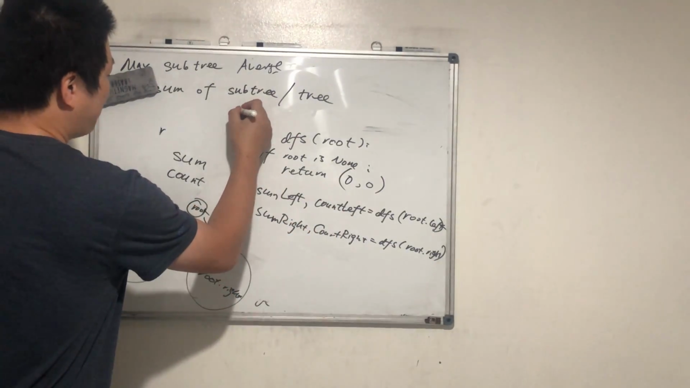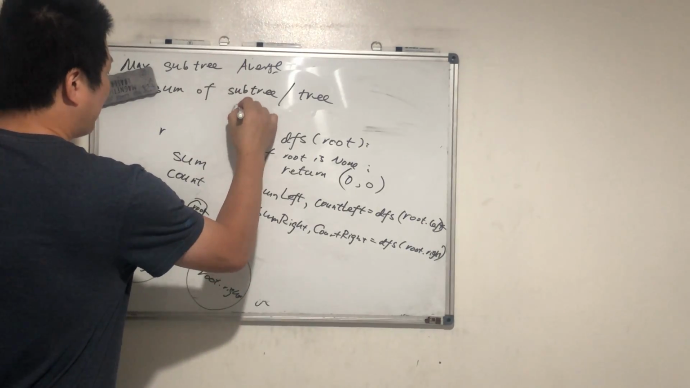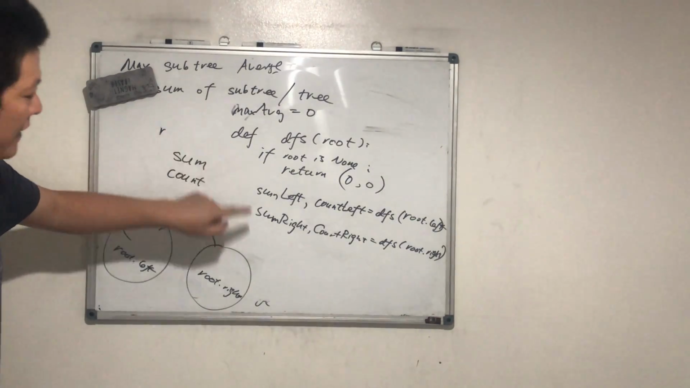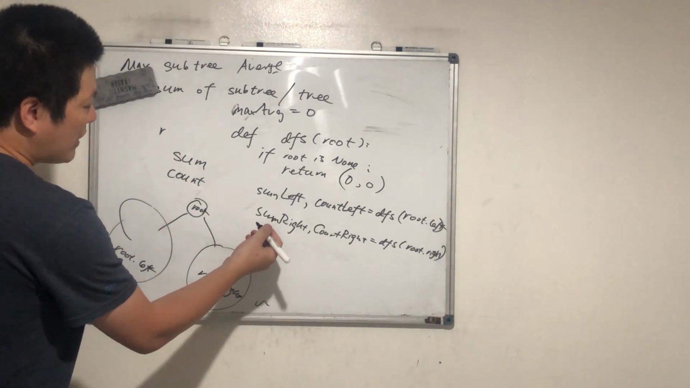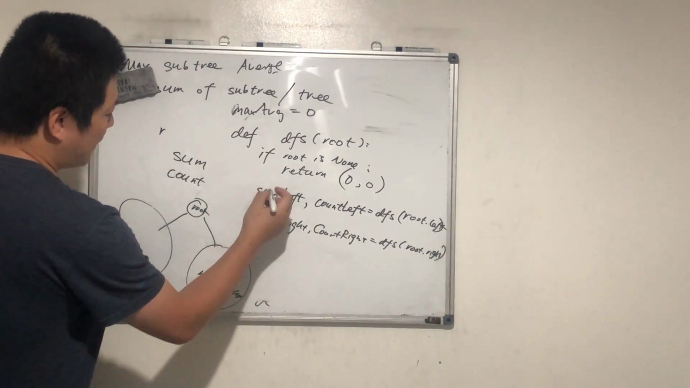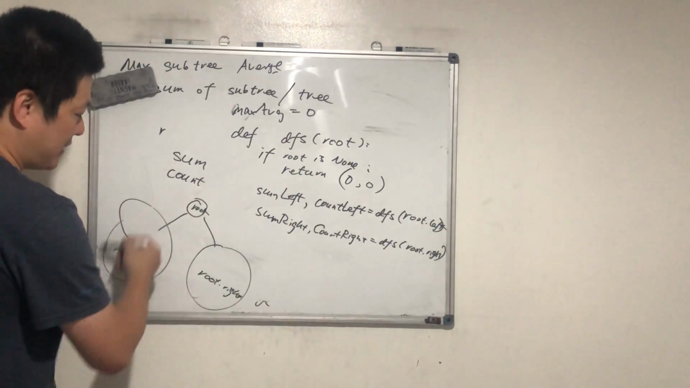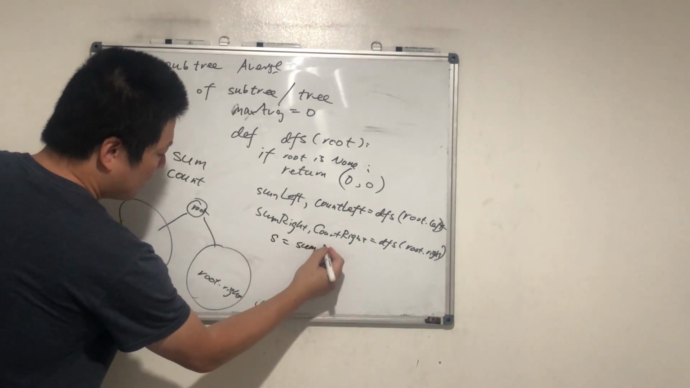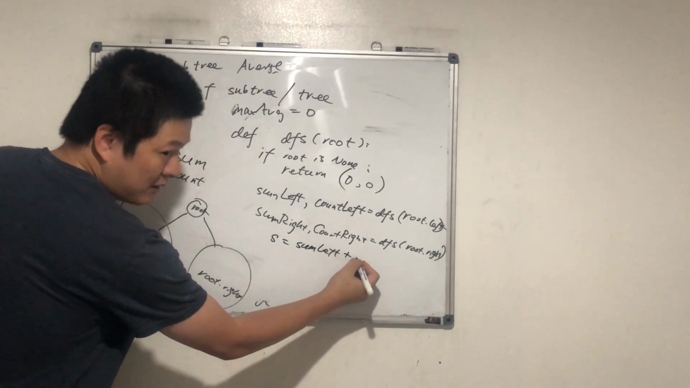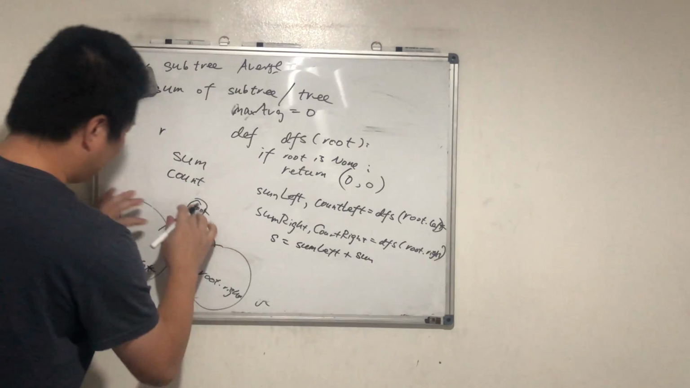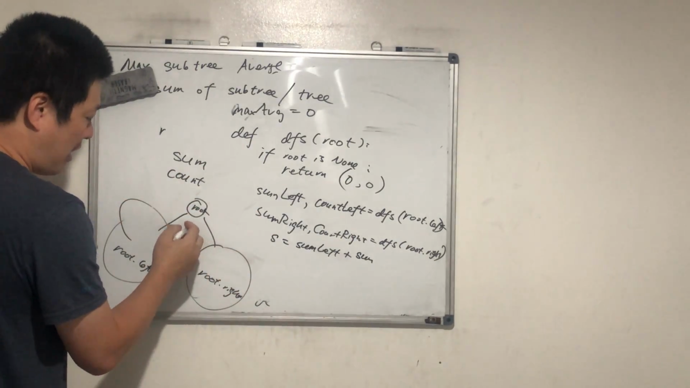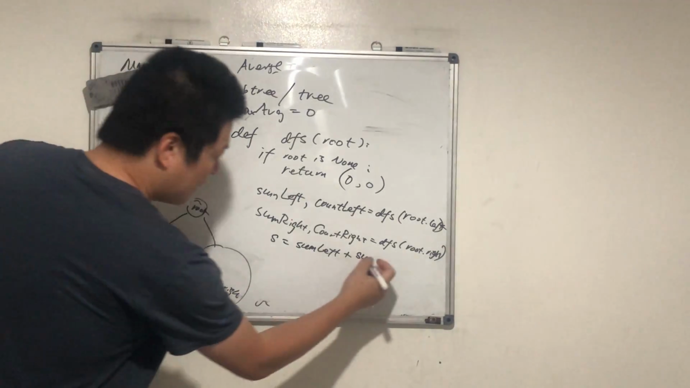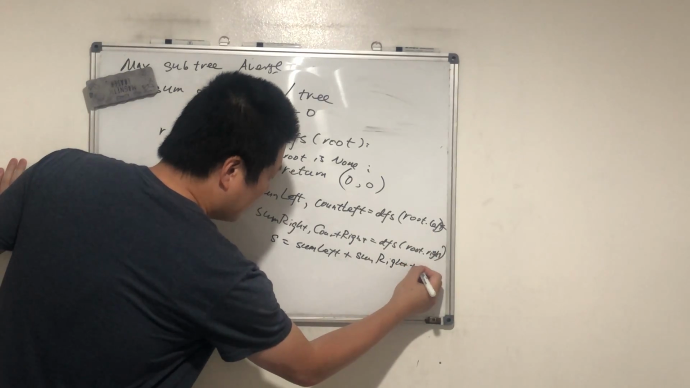Now, if I put a max average here, at the beginning we set it to 0. What's the sum of this binary tree? The sum of the entire binary tree will be the sum left plus sum right plus root value.